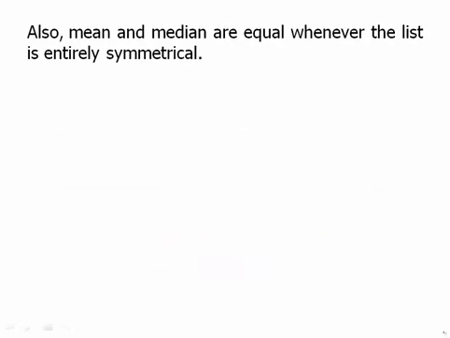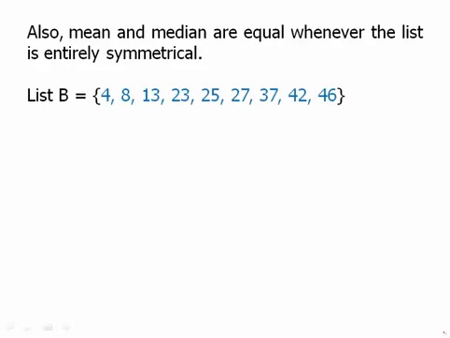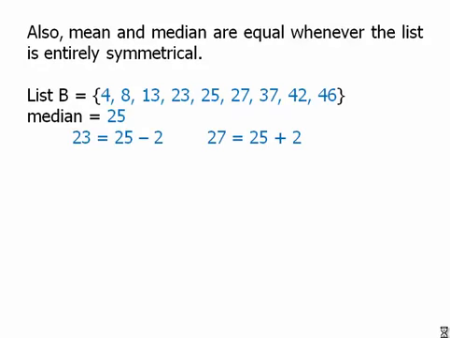Also, mean and median are equal whenever the list is entirely symmetrical around its center. So what would this look like? Suppose we were given this list. It's hard to see any discernible pattern right away. There are 9 numbers. Clearly, the median is the middle number, 25. But notice the following. Look at the 2 numbers right next to 25. One is 2 greater than 25, and one is 2 less than 25.